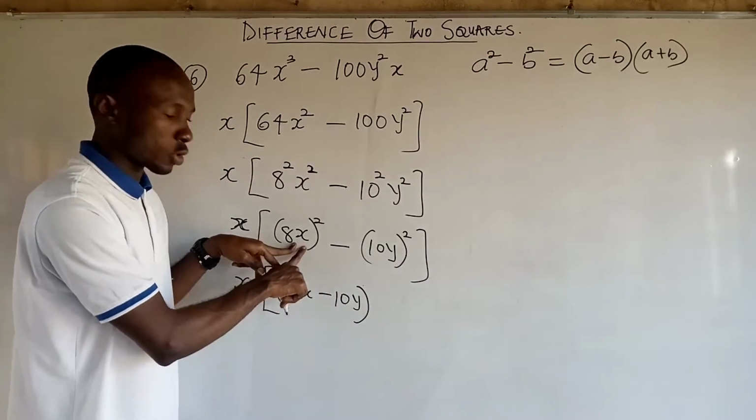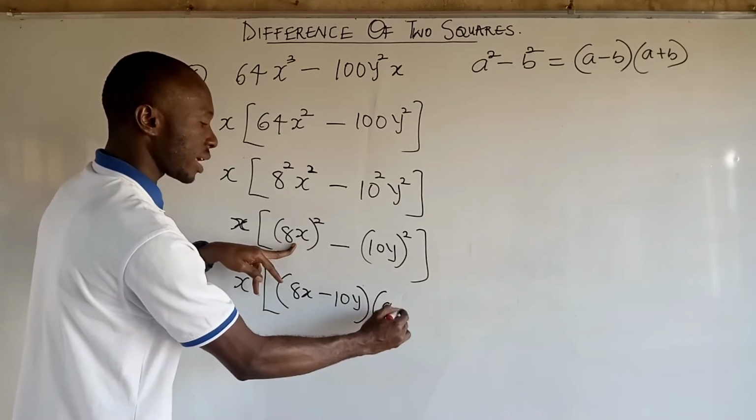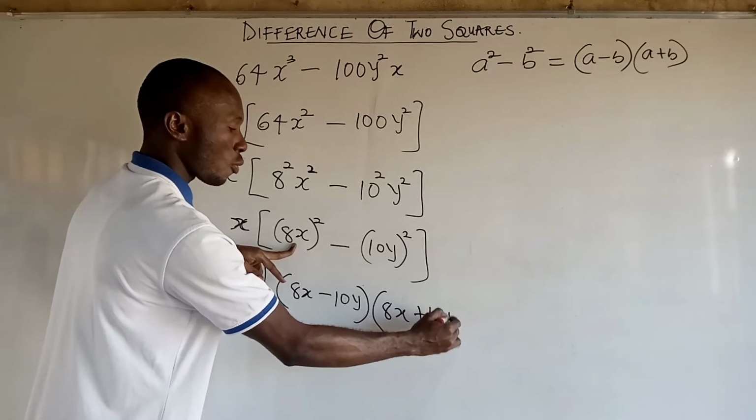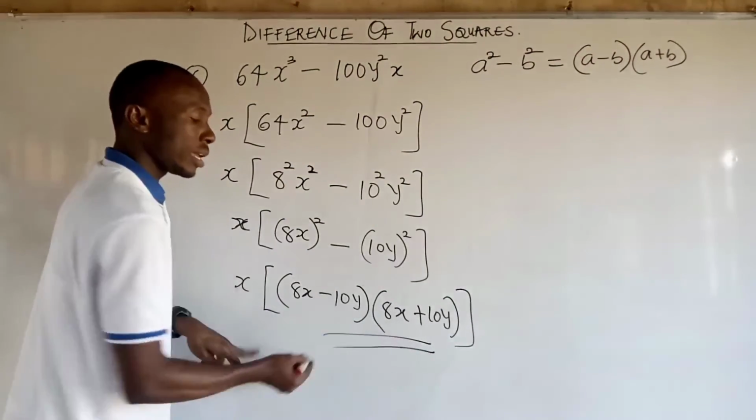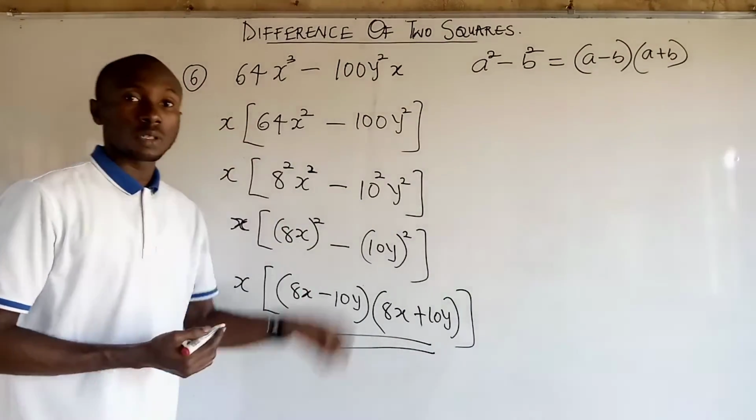Okay, writing them without the square, then times 8x plus 10y. So this is how it will look, and this is the solution to question number 6.